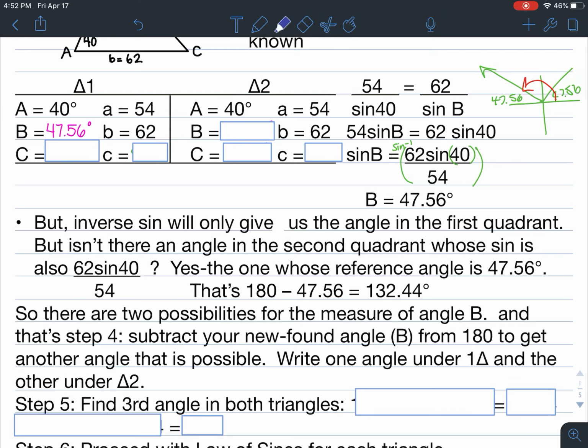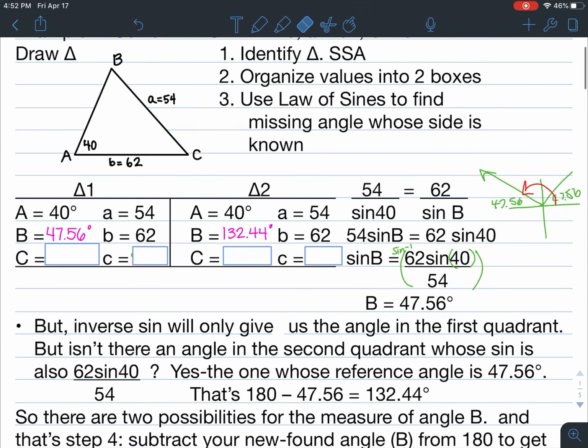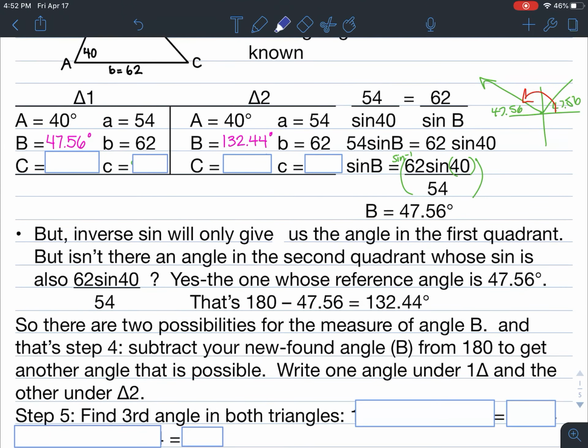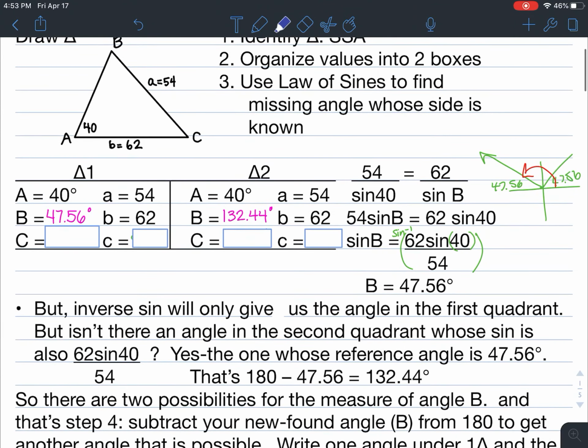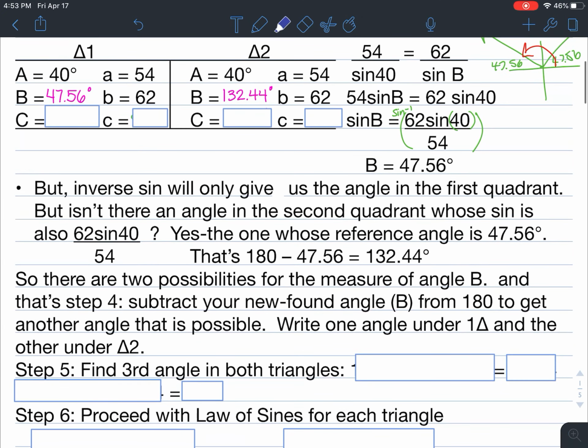So angle B could be 47.56, or it could be 132.44. I just don't have enough information to tell. Okay, so given this information here, I might have triangle 1, or I might have triangle 2. I mean, the good news is there's not like 7 triangles. There's only 2, but it is possible that there's 2, as there is in this case, and it's your job to find both.